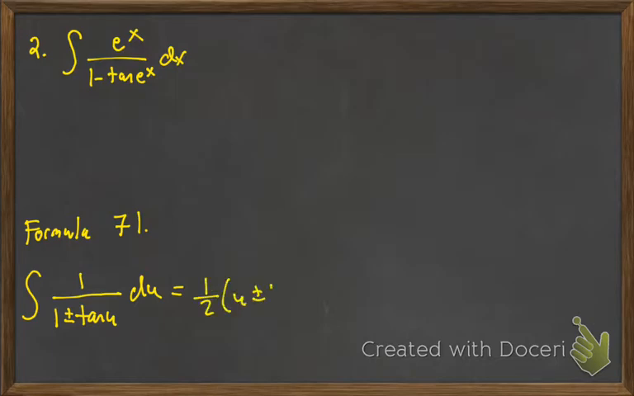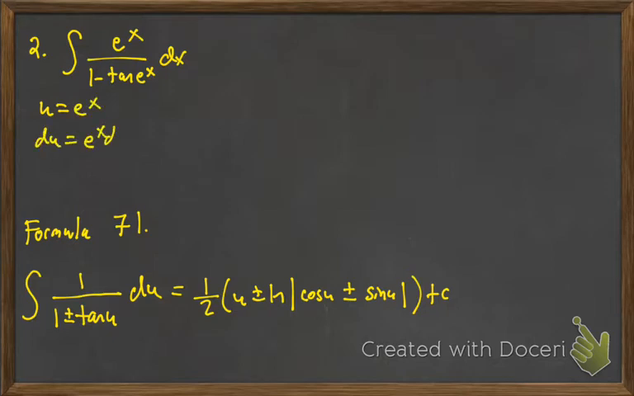And so this is what the integration by table says. It's going to be 1/2 times the quantity u plus or minus natural log absolute value cosine u plus or minus sine of u, and plus c. So to get the form there, our u will be e to the x, and our du will be e to the x dx. So then this becomes 1/2, and then u, which is e to the x, plus or minus, and so which one is it going to be?